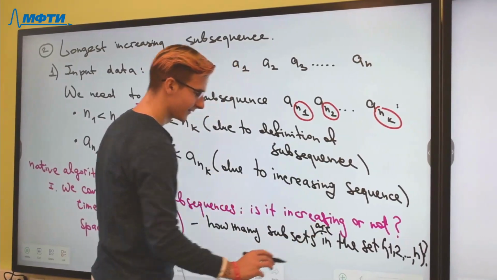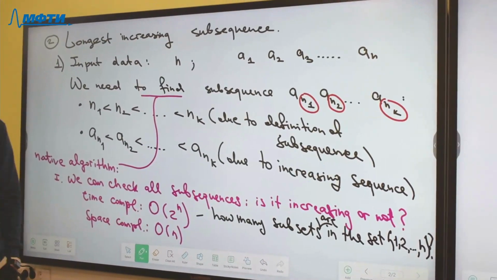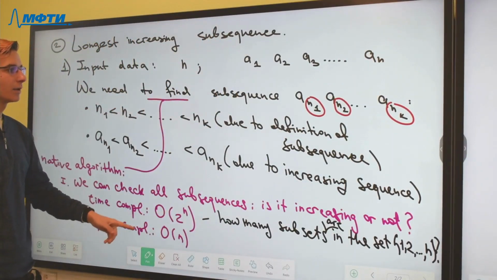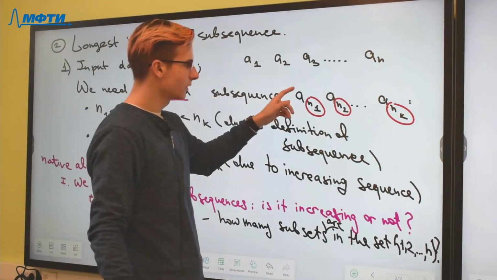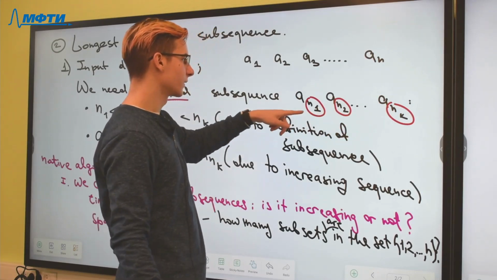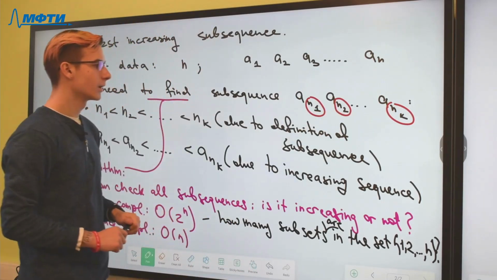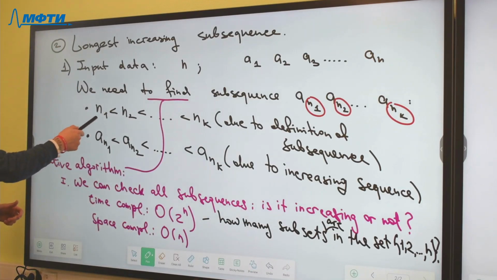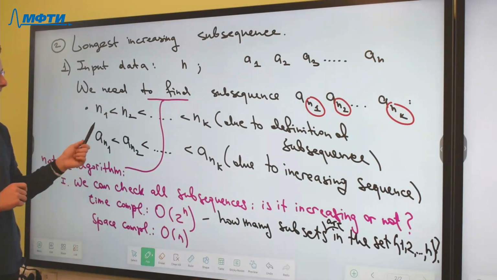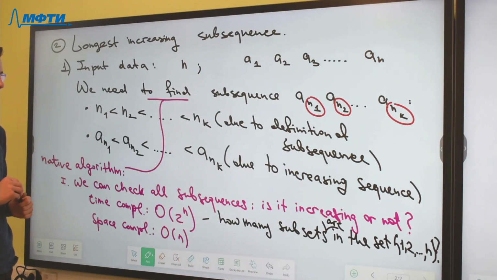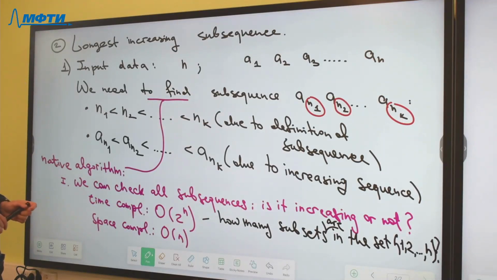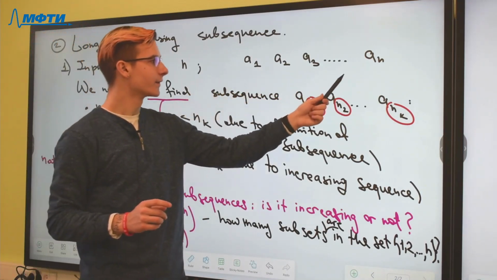How many subsets are in this set from 1 to n? 2 power n. And for each subsequence, we can say that we can code it with this sequence of integers n1, n2, up to nk, and it is a subset of the set from 1 to n. So the time complexity is equal to 2 to the power n, due to the number of subsequences of this sequence.